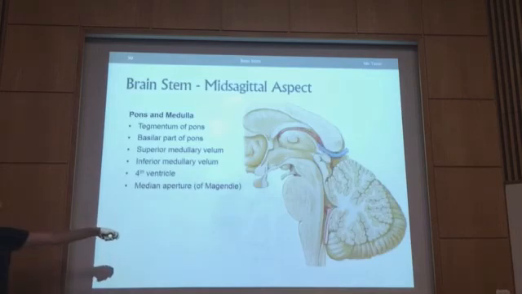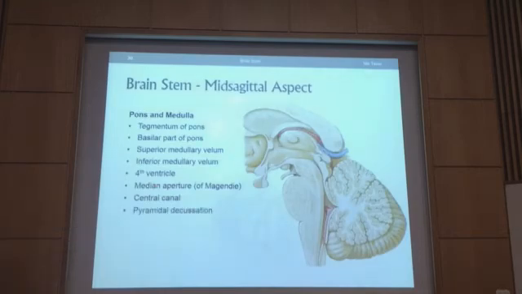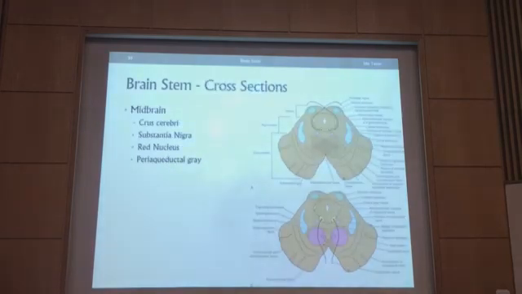You can see here the choroid plexus of the ventricle. We'll talk about it later on. And about that, I'll mention the aperture when we talk about the ventricular system. In addition, you can see the pyramidal decussation here. It's not that important. The last thing I want to show you is cross sections of the brainstem.